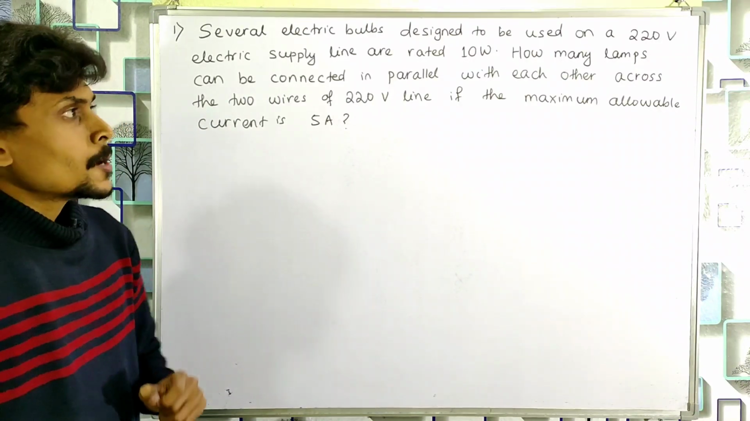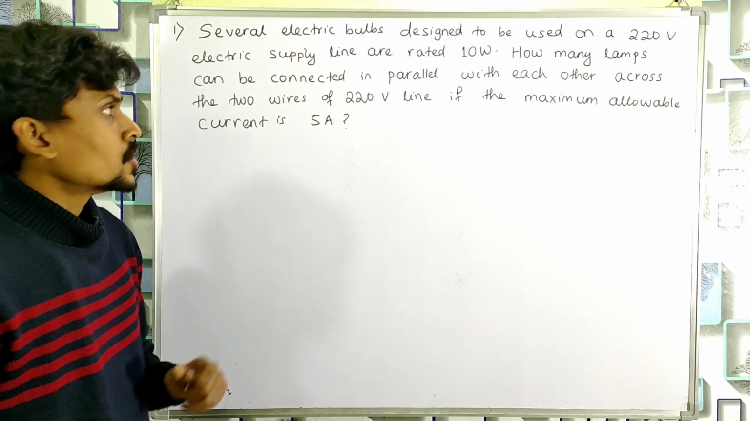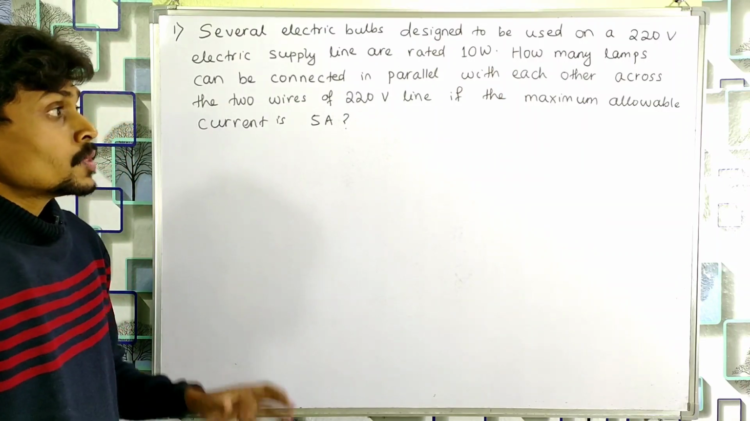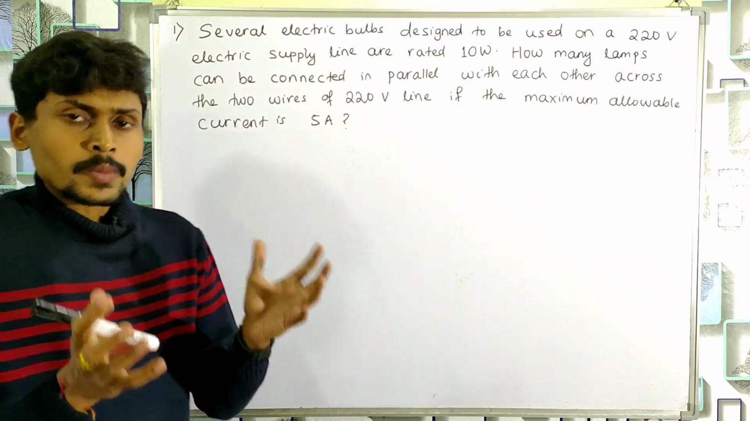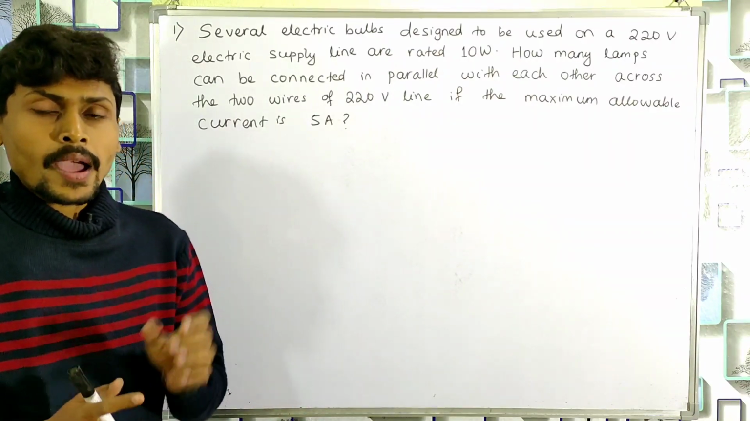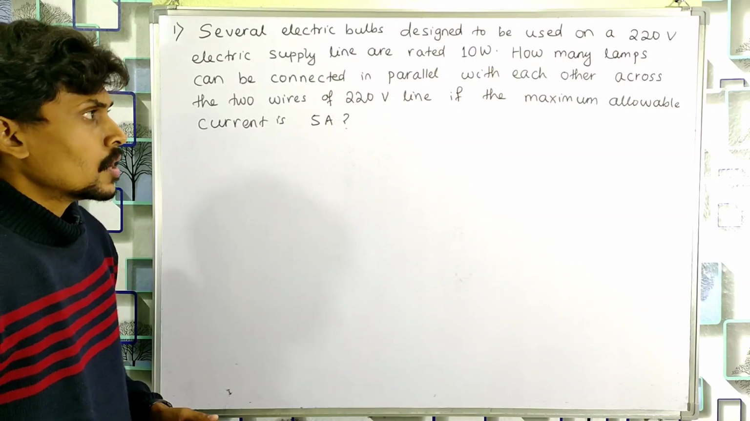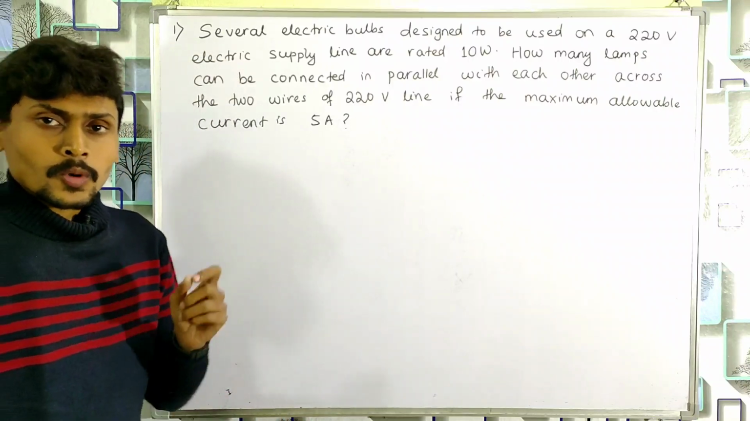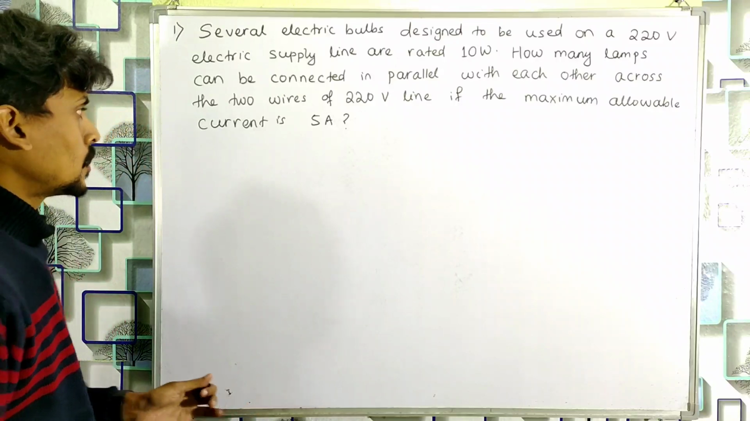So the question is how many lamps can be connected in parallel with each other across the two wires of a 220 volt line if the maximum allowable current is 5 ampere. So in the entire combination, we can pass a maximum of 5 ampere of current. So let us solve this question. We have to calculate how many lamps we can connect in parallel. Suppose we can connect n number of lamps in parallel.